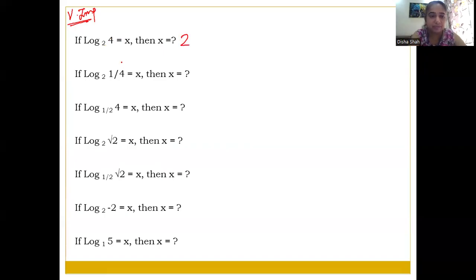First one is simple. Next, log of 1 by 4 to the base 2 is equal to x. So what is the value of x? If we write this in exponent form, how will we write it? So 2 is the base, x is the power.